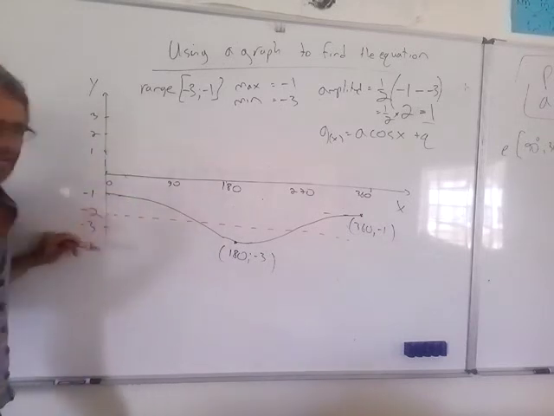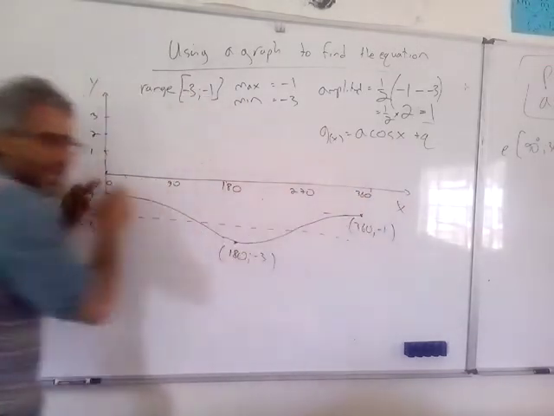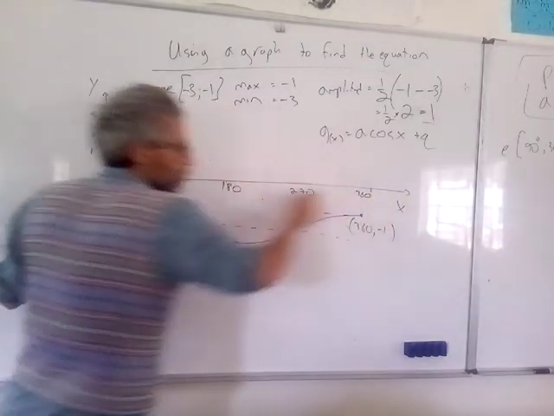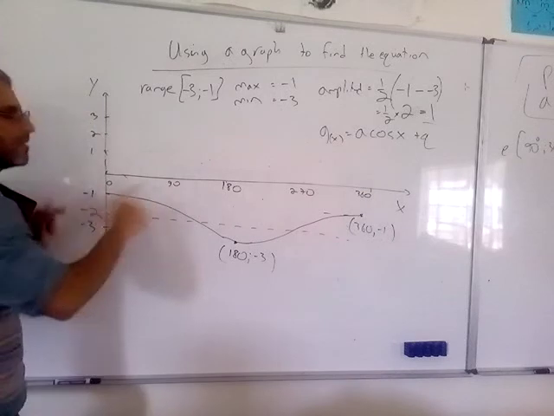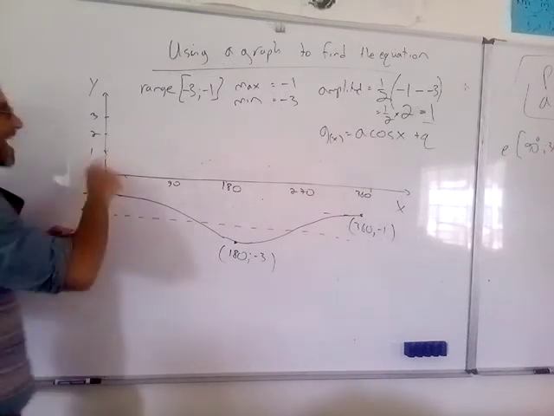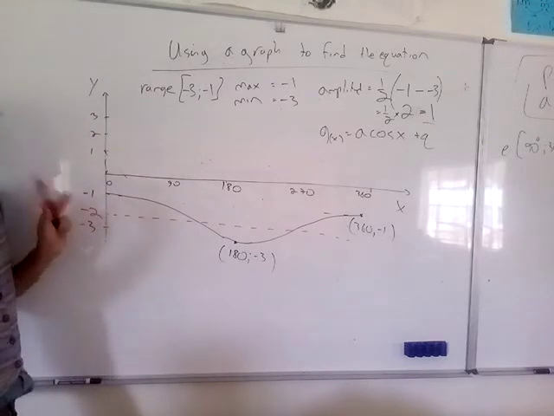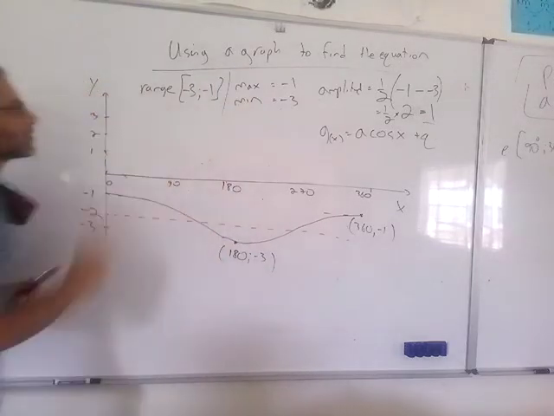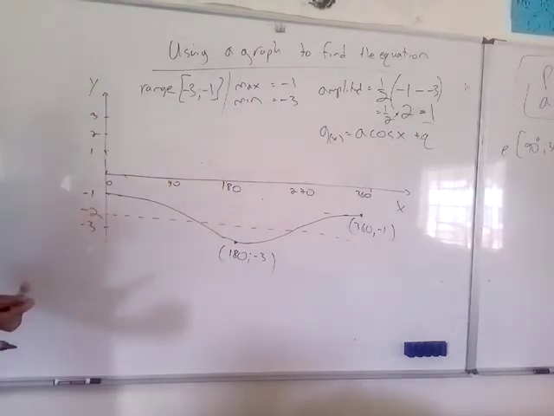I made that mistake in the first place. Range is about y; the domain is the x values, and we're not usually asked for that. So if I say by accident 0 to 360, you'll make a mistake, and I won't give you an extra mark. You have to talk about the y. So the range is -3 to -1.